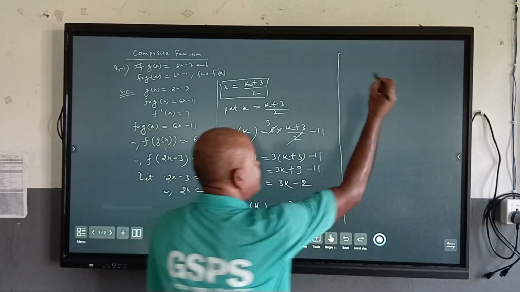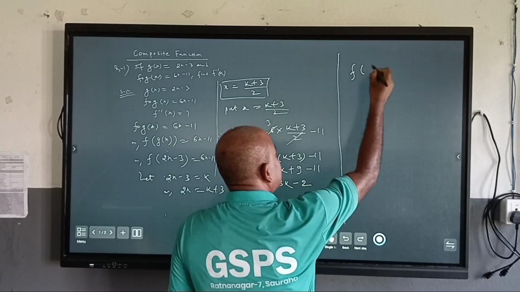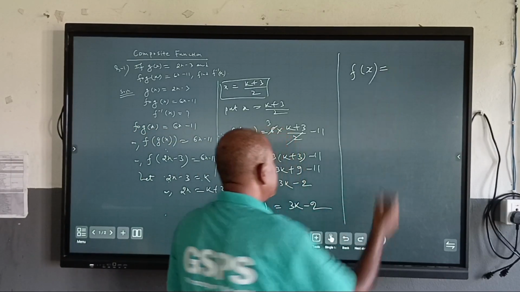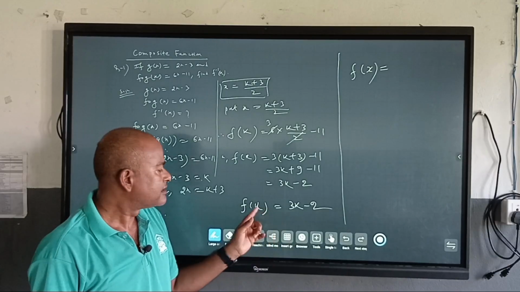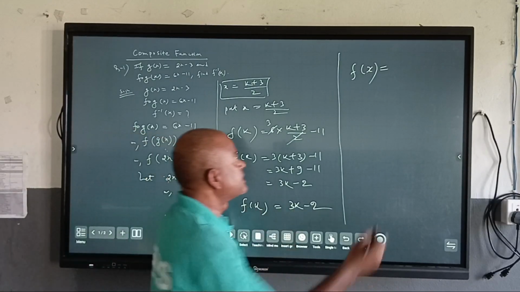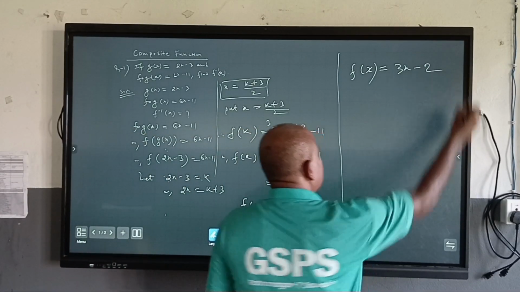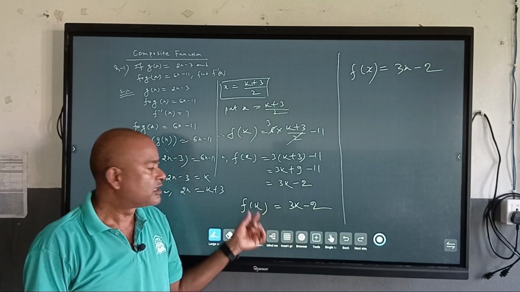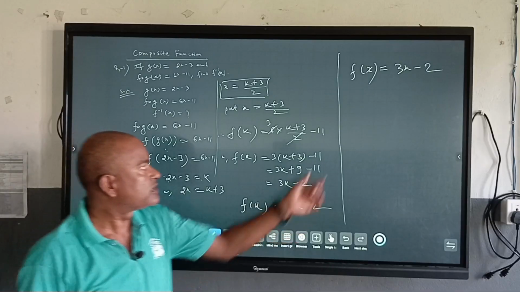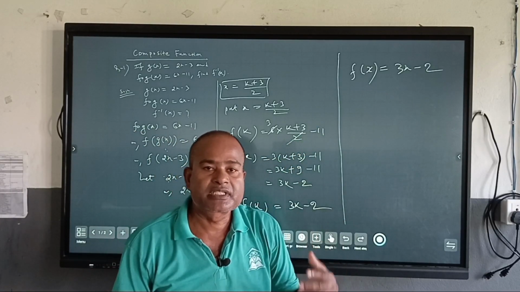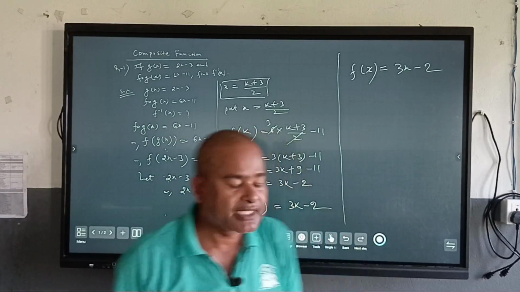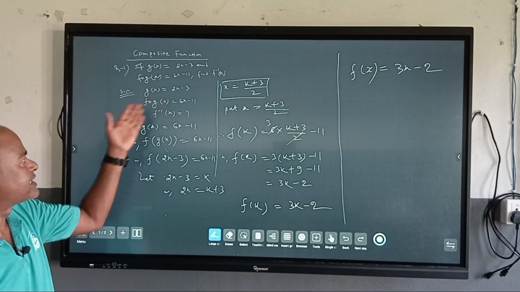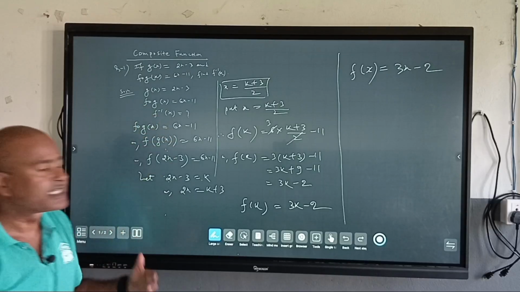So let us replace k with x. Then we get f of x equals 3x minus 2. So dear students, if we replace k with x on both sides, then we get f of x equals 3x minus 2. So dear students, we have found the function f of x by solving the given two functions, g of x and the function f of g of x.